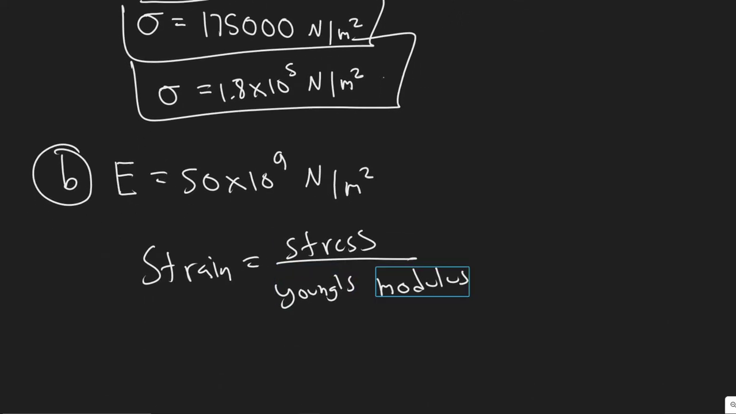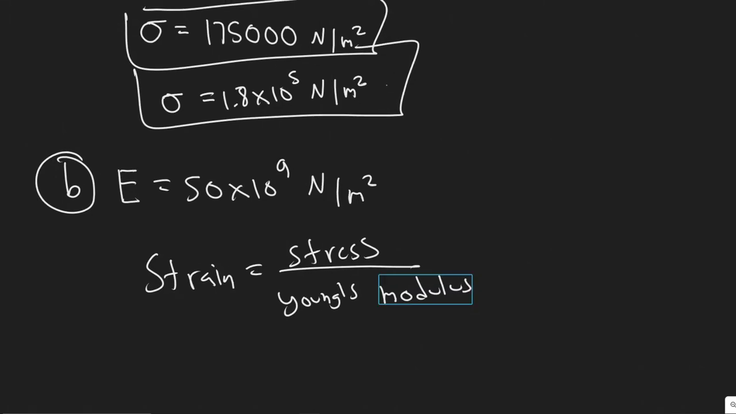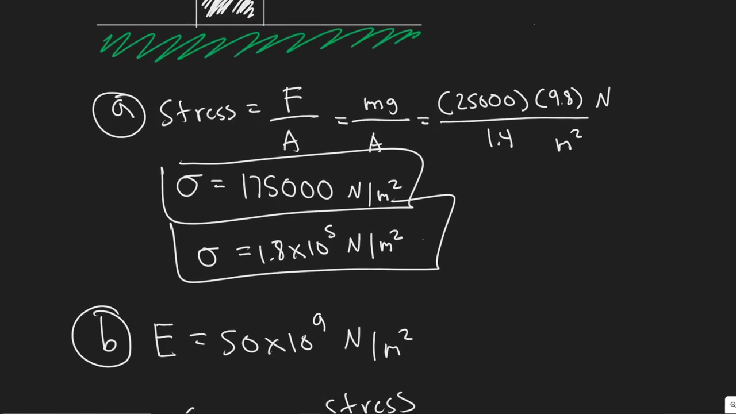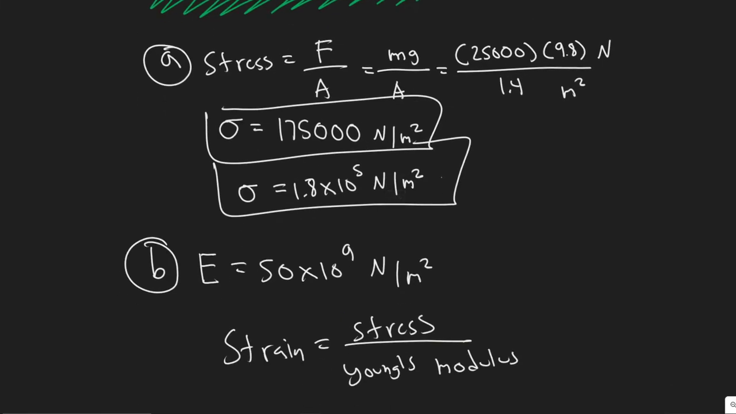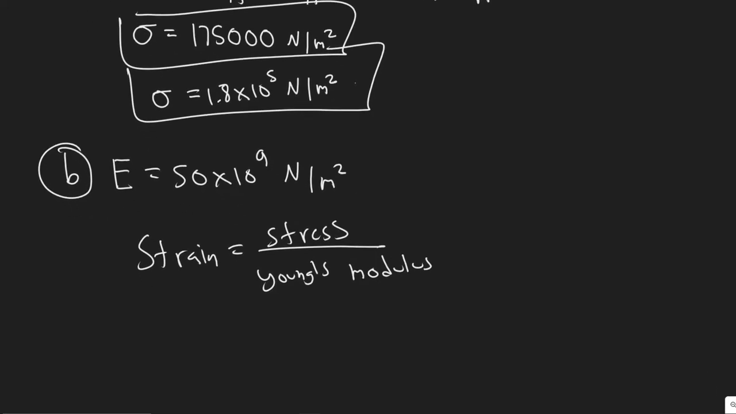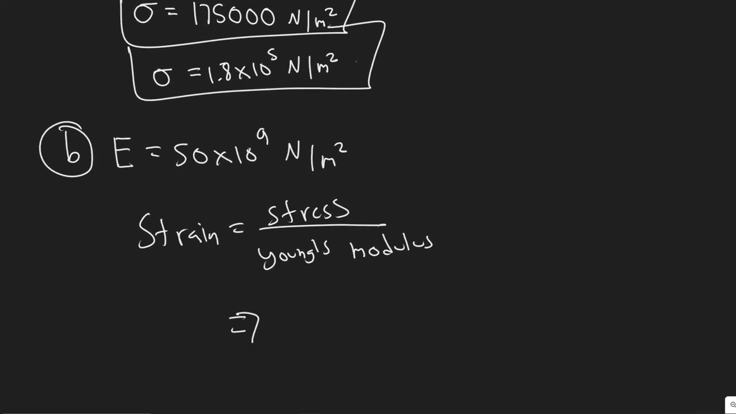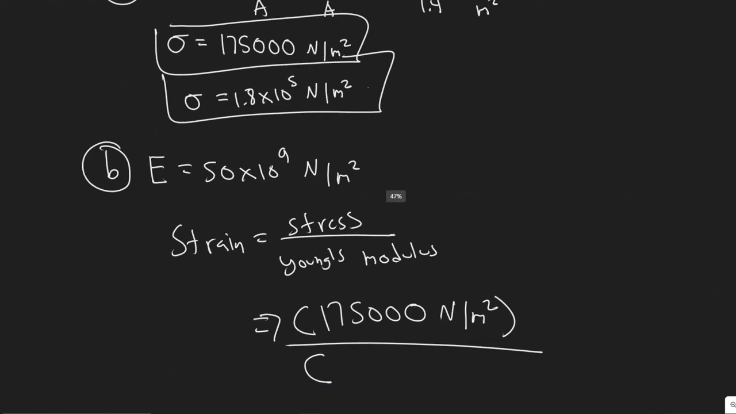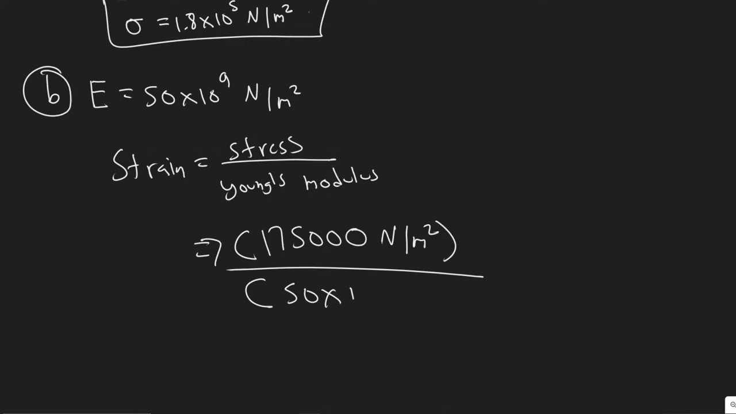So the stress within the column divided by Young's modulus. Young's modulus is a constant depending on the type of material. So we know that our column is made out of marble. So if you look in your textbook, you can find the Young's modulus for marble. It's different for every material, but for marble here, it's 50 times 10 to the 9 newtons per meter squared. So this is, again, just simple plugging it in. We found 175,000 newtons per meter squared was our stress. And then Young's modulus, if you look in the book, you'll get this value for marble, 50 times 10 to the 9 newtons per meter squared.